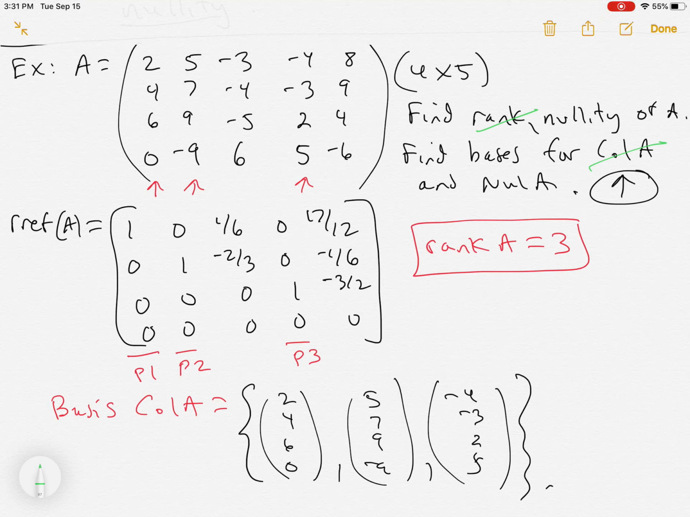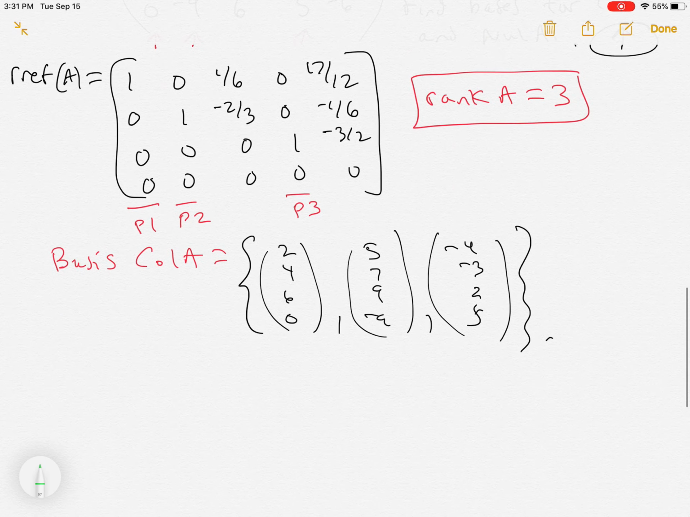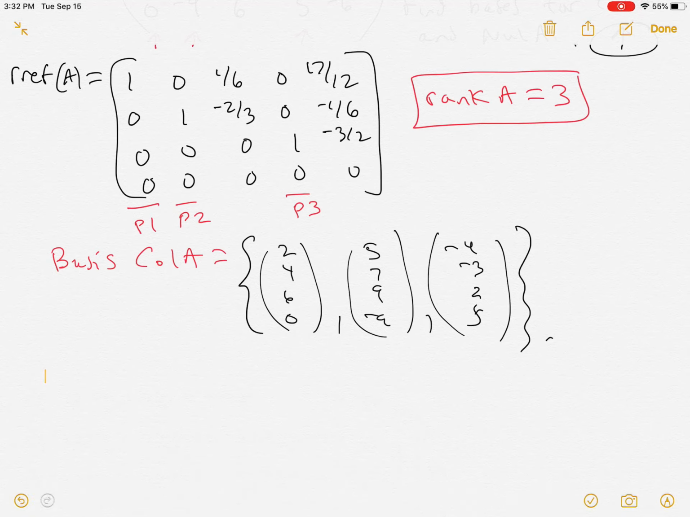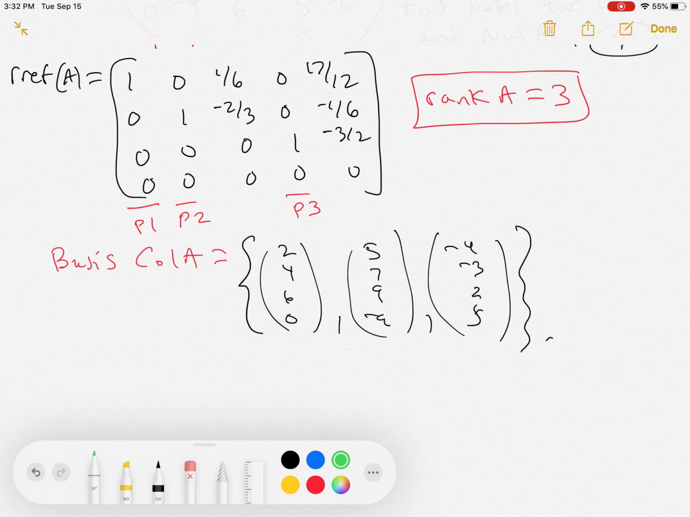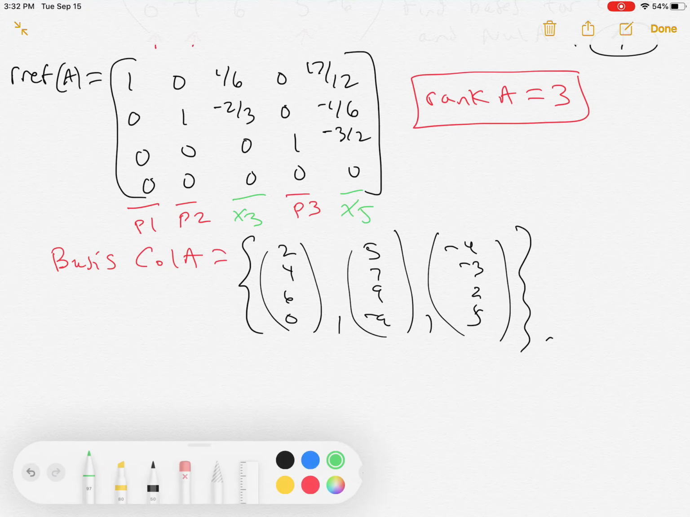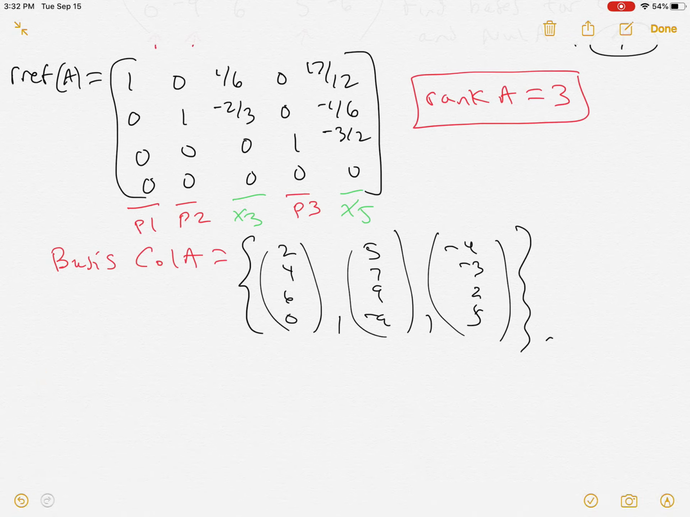So now we need to find the basis for the null space of A, and the number of vectors in that basis will be the nullity. Okay, so with the row reduced echelon form, we see that this is a free variable x3, and this is a free variable x5. So we have 2 free variables. And that actually tells you that the nullity is 2 too, but we'll get there eventually.